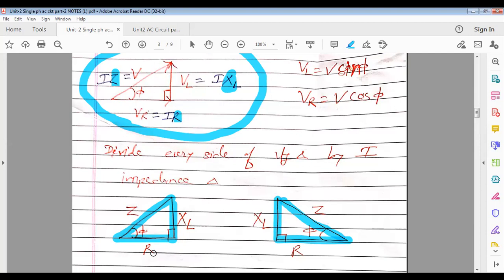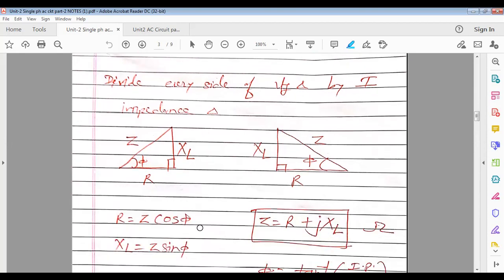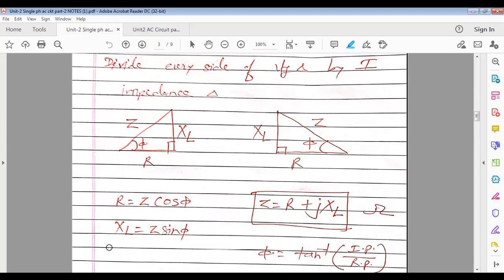So what is the formula for R here? Take cos: R is Z cos phi. And what is XL? XL is Z sin phi.